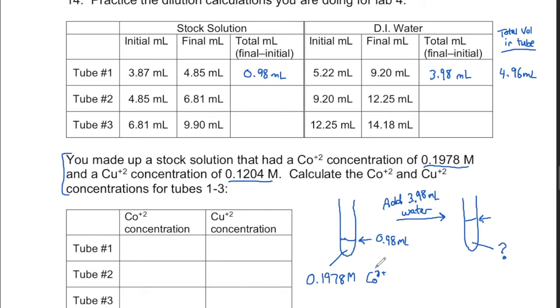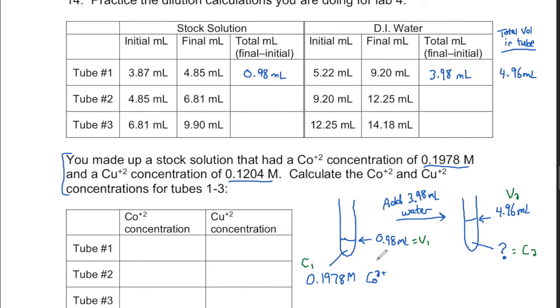So let's represent what we did down here with a little drawing. We took 0.98 milliliters of the stock solution, which had a concentration of 0.1978 moles per liter, and then we added 3.98 milliliters of water. So our new volume is 4.96 milliliters, and our new concentration is what we are trying to discover. And we can use a dilution equation. This is C1, this is V1, this is V2, and this unknown is C2.